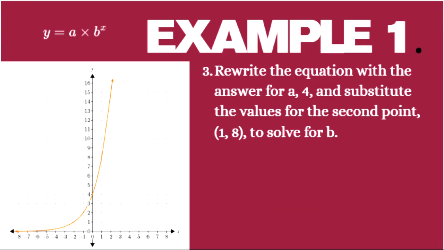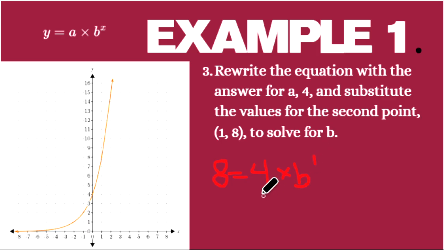Step 3 is rewrite the equation with the answer for a, which is 4, and substitute the values for the second point, which are 1 and 8, to solve for b. So y now is 8, because that's our second point, is equal to a, which we know is 4, times b, which we don't know yet. We're trying to solve for that, raised to the power of x, which is 1. So anything raised to the power of itself is just b.